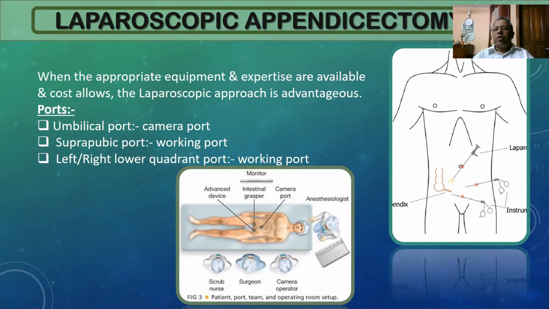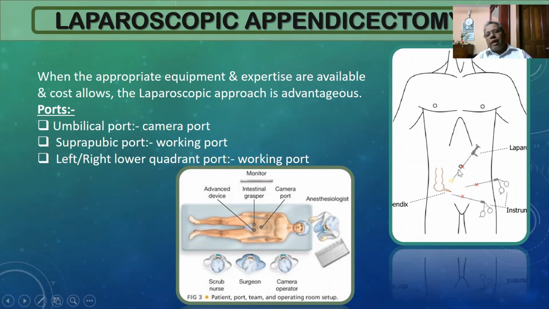The other two ports are required. One port is required to lift the appendix, the other port is required to cut the tissues, bond the tissues, ligate the tissues. So the other two are called the working ports. So in case of appendicectomy, three ports are required, one for the telescope, the other two for working ports, ligation, division, etc. The working ports are one in the suprapubic region, another in the left iliac fossa, and somebody may, instead of the left, go for the right iliac fossa. So any of the three positions they can use, it depends upon the surgeon's choice.